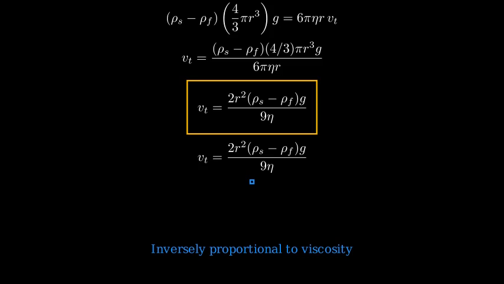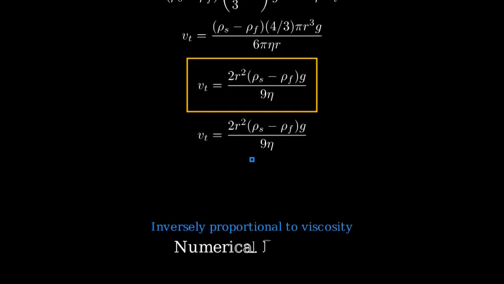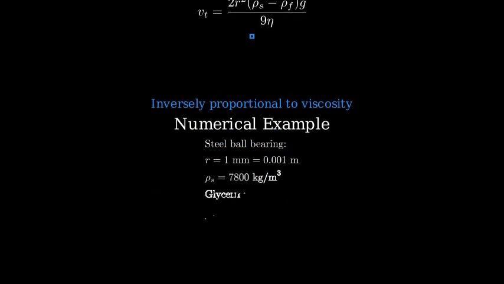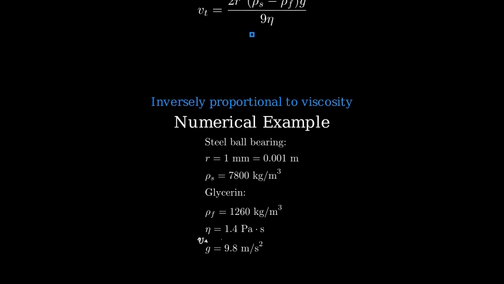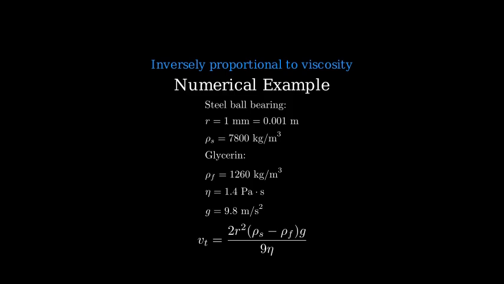Let's work through a numerical example. Consider a small steel ball bearing with radius 1 millimeter and density 7,800 kilograms per cubic meter falling through glycerin, which has a density of 1,260 kilograms per cubic meter and a viscosity of 1.4 Pascal seconds. Using our formula, we can calculate the terminal velocity.